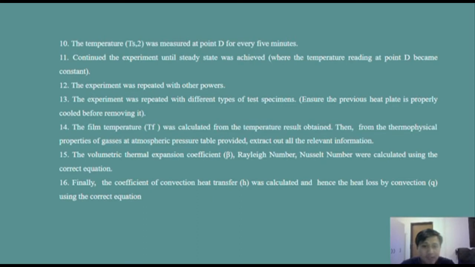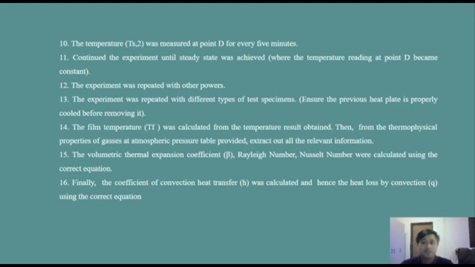Continue the experiment until steady state was achieved, where the temperature reading at point D became constant. And then the experiment was repeated with other powers. And then the experiment was repeated with different types of test specimen, ensuring the previous heat plate is properly cooled before removing it. And then the film temperature was calculated from the temperature result obtained.